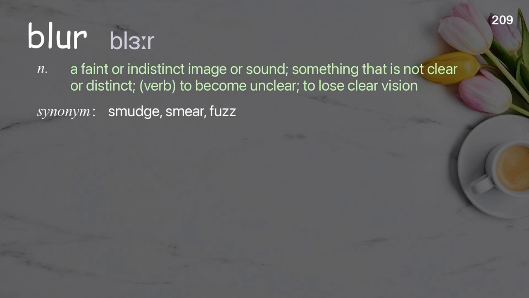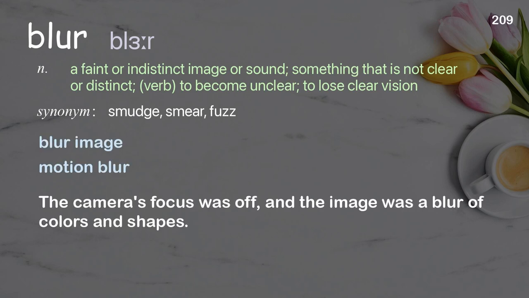Blur. A faint or indistinct image or sound, something that is not clear or distinct. Verb: to become unclear, to lose clear vision. Examples: blur image, motion blur. The camera's focus was off, and the image was a blur of colors and shapes.